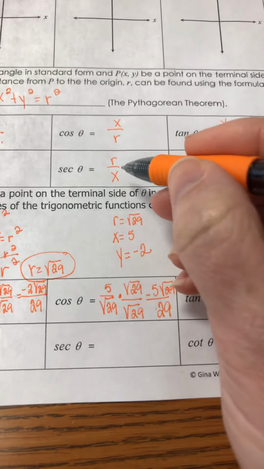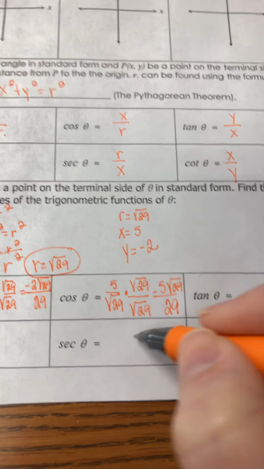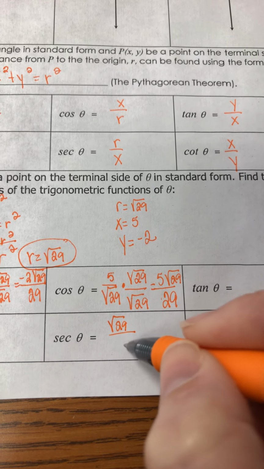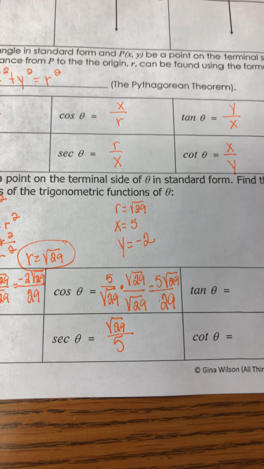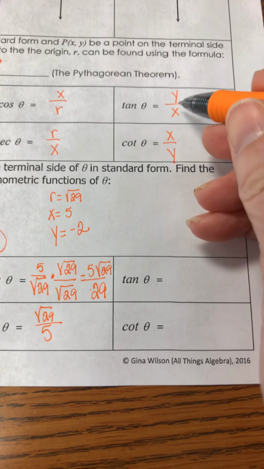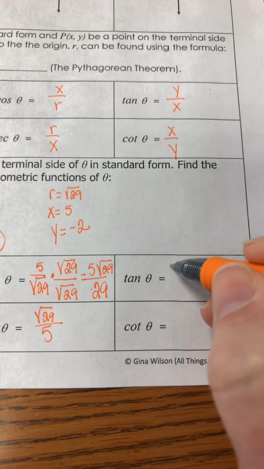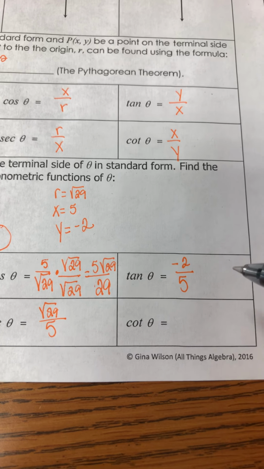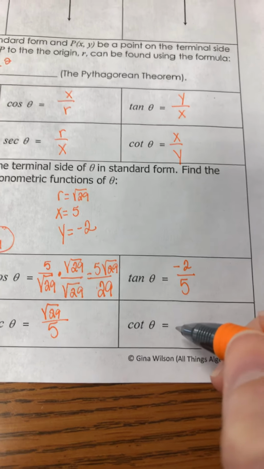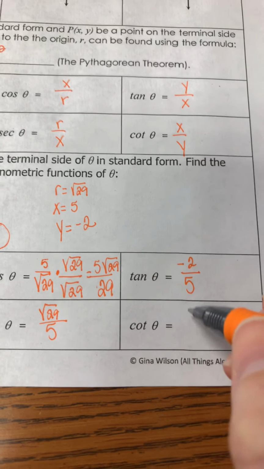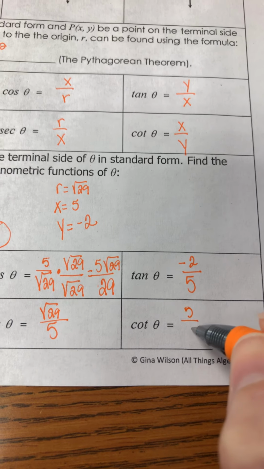Now my secant is r over x, so the square root of 29 is my r, and my x is equal to 5. That's good, isn't it? So I'm ready to go to the next one. Tangent is y over x. So y is negative 2, x is 5. So I'm in good shape. Cotangent is x over y. So x is 5, y is negative 2.